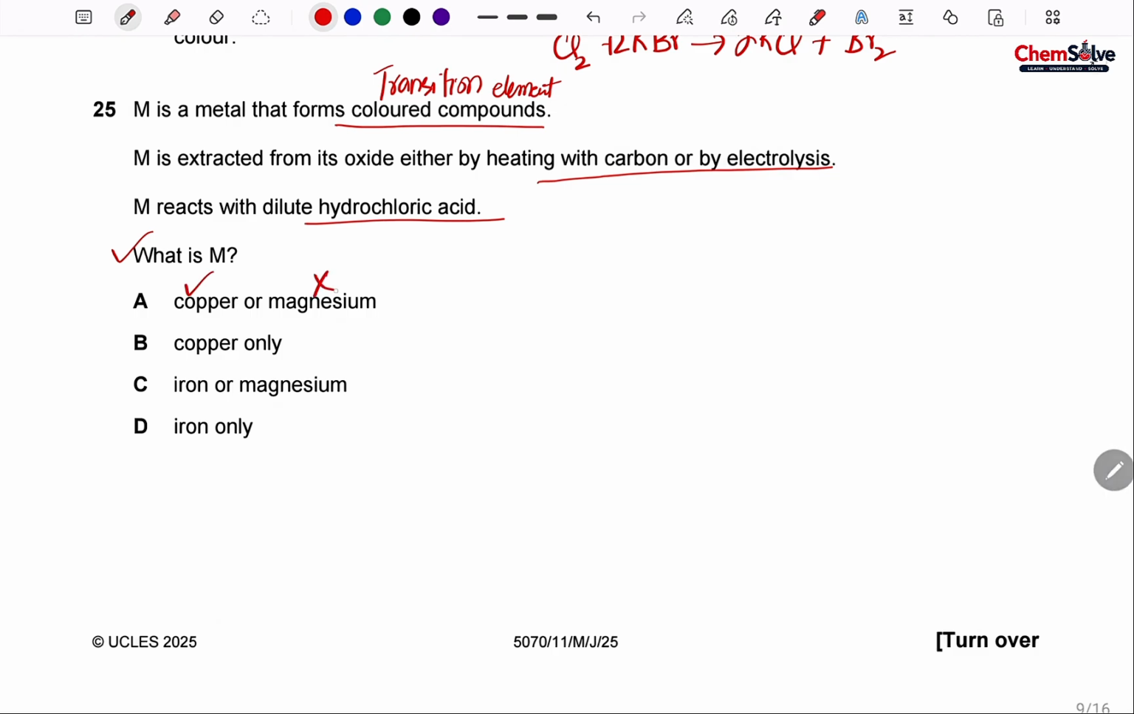Copper could be the option, but magnesium isn't, because magnesium does not form colored compounds. So this statement is incorrect. Copper only. Copper forms colored compounds, but it does not react with hydrochloric acid because it is below hydrogen in the reactivity series. So again it is a wrong statement. And statement C is also wrong because of magnesium. Magnesium belongs to the alkaline earth metals, group 2, and it does not form colored compounds. So we are left with our last option D, which is of course the correct statement.